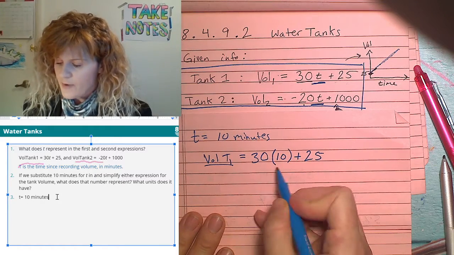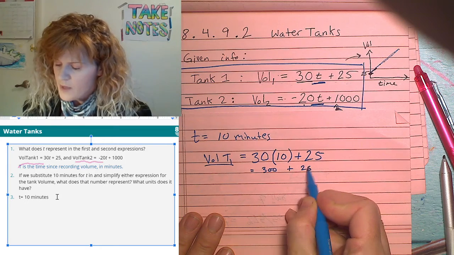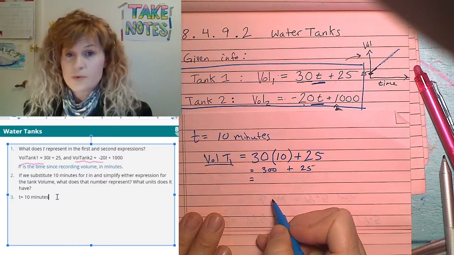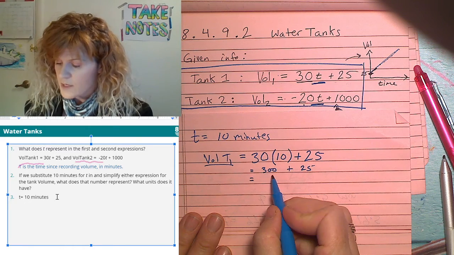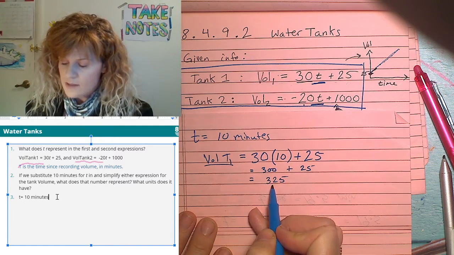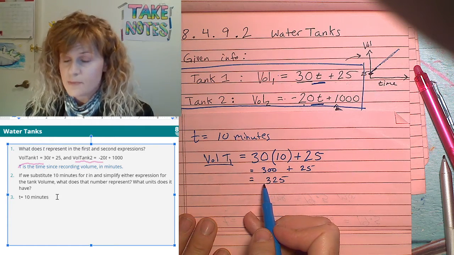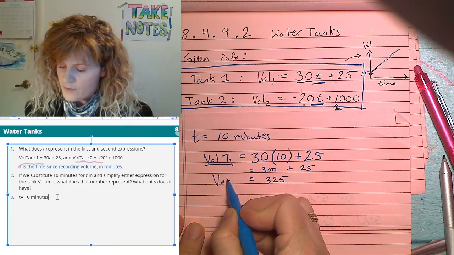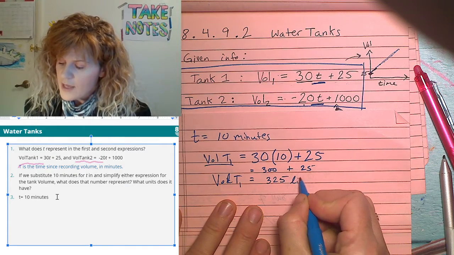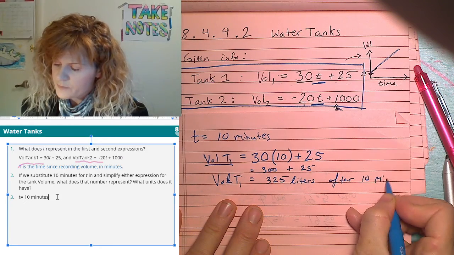So let's go ahead and simplify this. 30 times 10 is 300. Notice that I just rewrite the equation going down. That helps me keep track of the steps as I solve things. 300 plus 25 is 325. So this answer gives us the volume of water in the tank after 10 minutes. Let me write that down. Volume in tank 1 is 325 liters after 10 minutes.